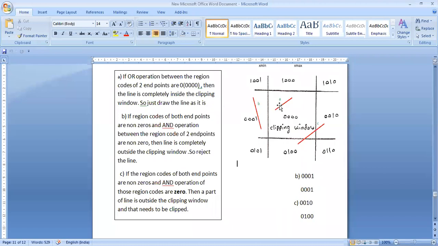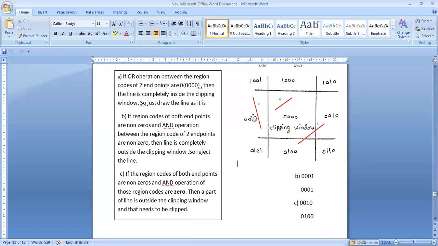Okay, so now let us see what is the condition for a line to be considered completely outside the clipping window. For outside the clipping window, obviously the endpoints' region codes will be non-zero. Now let us see here. If the region codes of both the points are non-zero, that means the region code of this point and the region code of this point, both are non-zero.